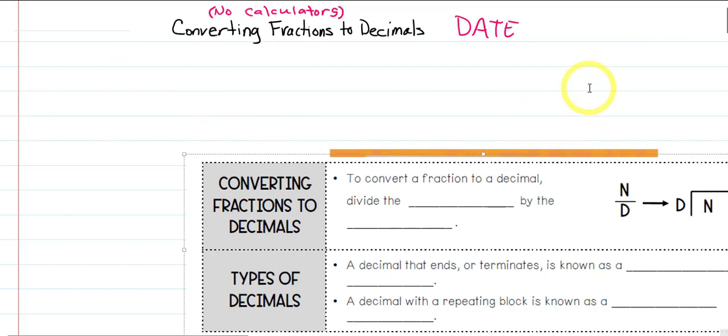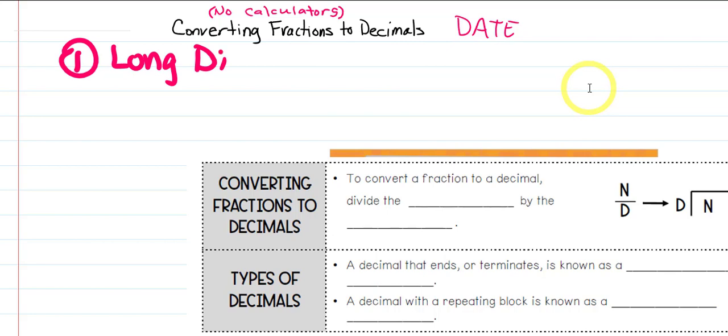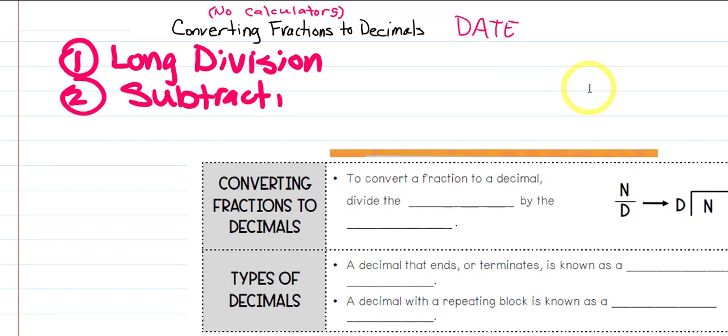Okay, so for converting fractions to decimals, first off, there's a couple of things that you want to make sure that you remember, or maybe you need to review how to do. For converting fractions to decimals, you're going to need to be able to do long division and also subtracting with regrouping. So if you need to be able to borrow. If you need to review either of those two things, I have videos for you in the prior skills review section in Canvas.